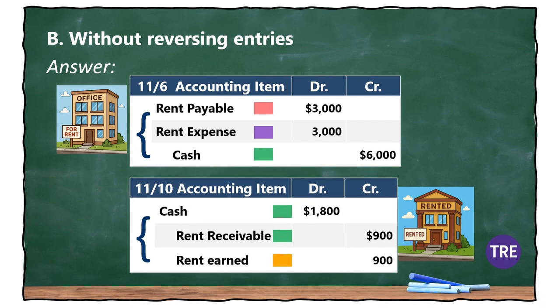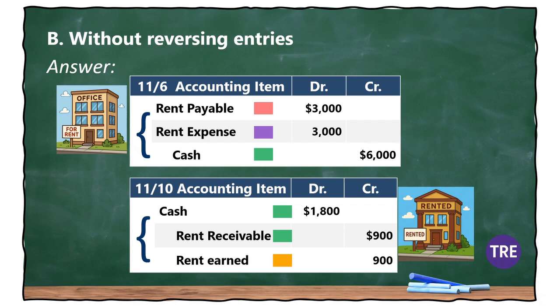On November 10, Costco, the landlord, collects rent for both October and November. Because October's receivable was already recorded, we now debit cash for $1,800, credit rent receivable for $900, and credit rent earned for $900.